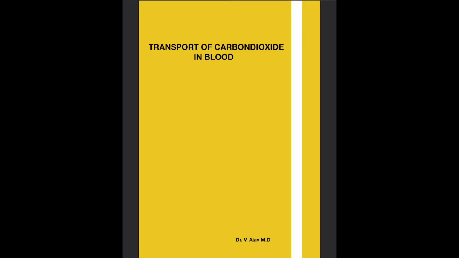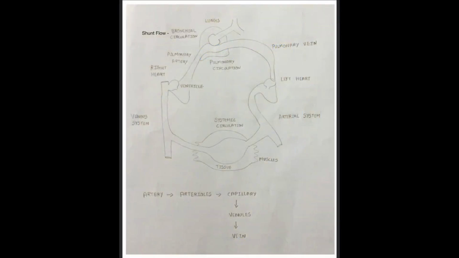Today's topic is transport of carbon dioxide in blood. The deoxygenated blood is transported from the right heart to the lungs. In the lungs, the deoxygenated blood is oxygenated, and from the lungs, the oxygenated blood is transported to the left heart, and from the left heart, the oxygenated blood is delivered or supplied to the body.